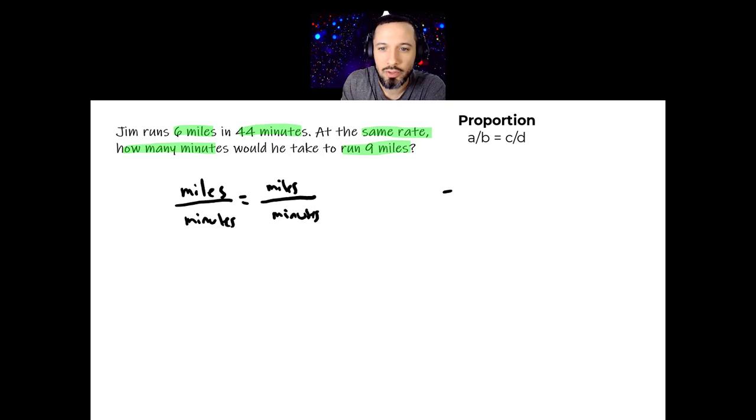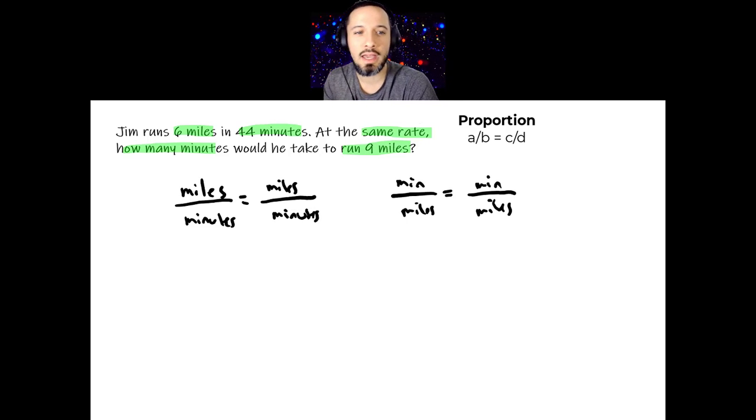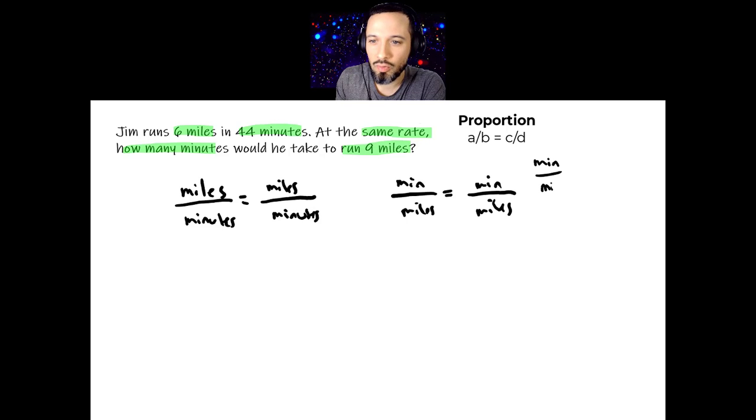When I say it doesn't matter which way you set it up, I could also set it up like this: minutes over miles, minutes over miles. As long as the numerators match and the denominators match, it doesn't matter. In other words, you don't want minutes over miles equals miles over minutes. That will be incorrect, so be careful on your setup. Either one is acceptable as long as the top numbers match and the bottom numbers, what you're measuring with, match up. So I'm just going to set it up with the first one.